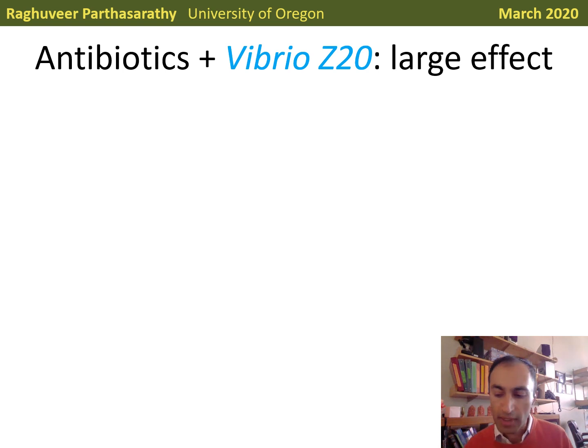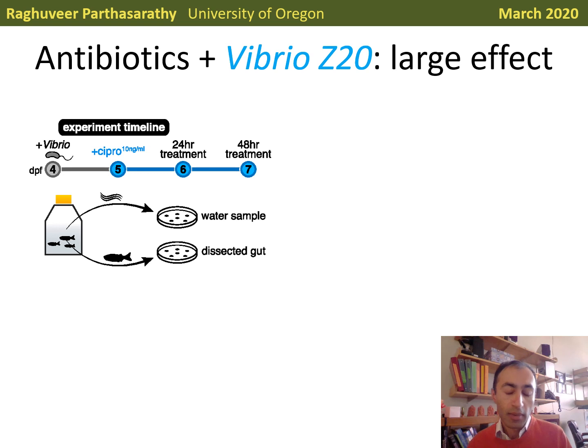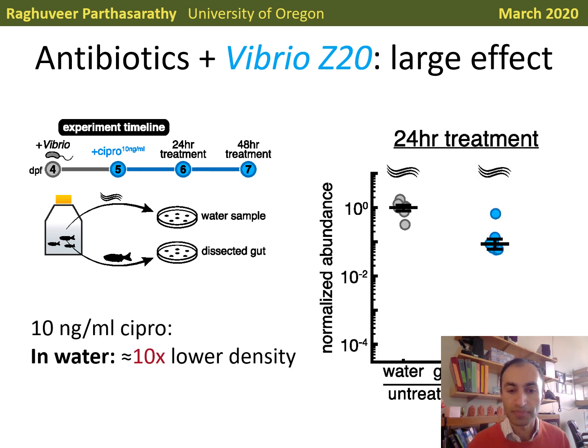So first, let's look at what Cipro does to this species. Even before imaging, we can do an even simpler experiment in which we just take germ-free zebrafish. We allow them to be colonized by this native Vibrio species. After a day, we add in a weak dosage of antibiotics, about 1/10 of the so-called minimum inhibitory concentration. And then a day or two after that, we dissect out the guts and plate them to see what the population of bacteria within the gut is.